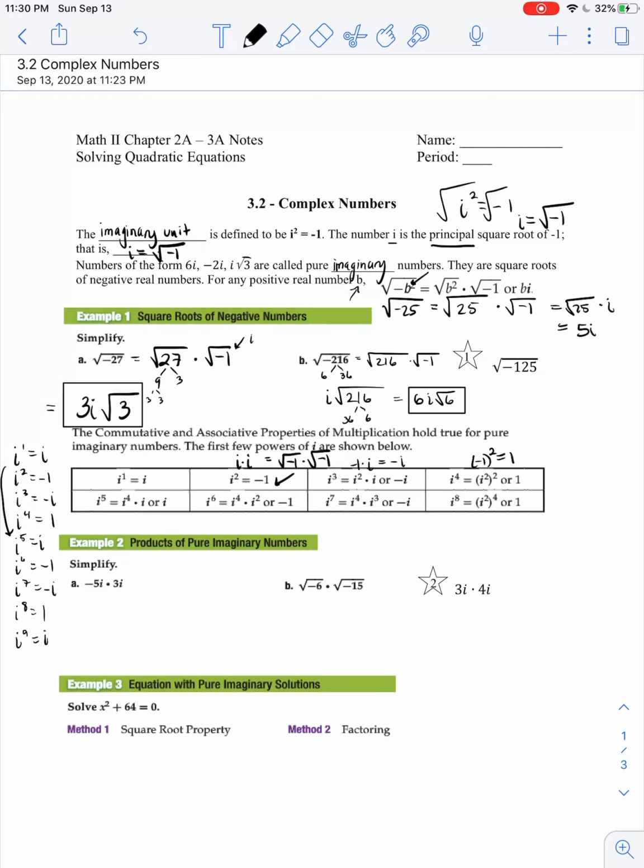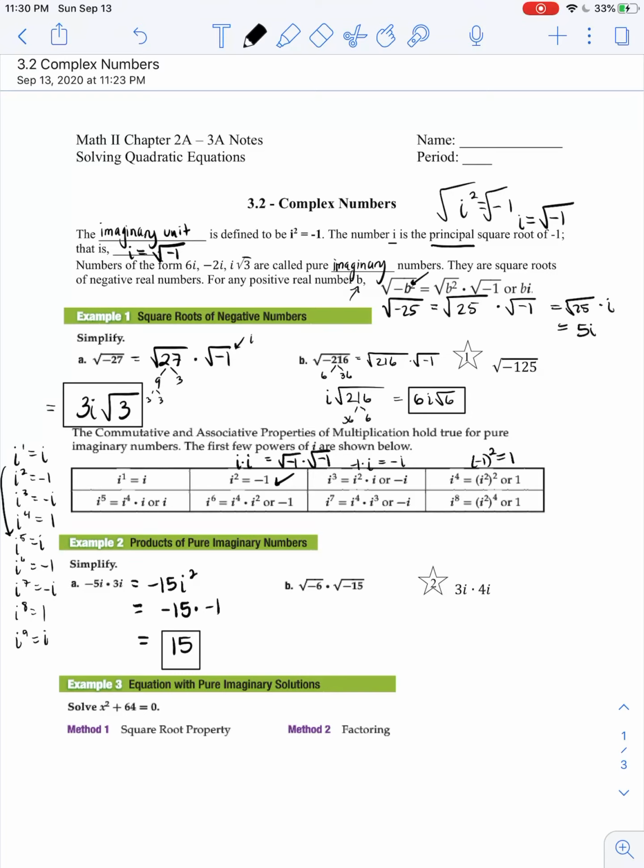So for example 2, we need to simplify. We have negative 5i times positive 3i. So this is negative 15, and then we have i squared. Well, i squared is equal to negative 1. So this is negative 15 times negative 1, which is just positive 15. Weird how we can get from negative 5i times 3i to positive 15.